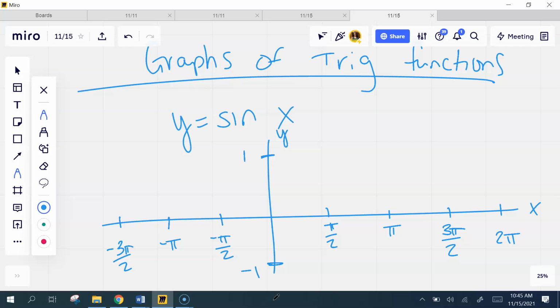It is, because I can keep looping around. So if this is the graph of y equals sine x, I'm putting in values for x. So I'm looking at the sine of pi over 2, the sine of pi, the sine of 3 pi over 2, and I could keep going around that circle to find more values for sine.